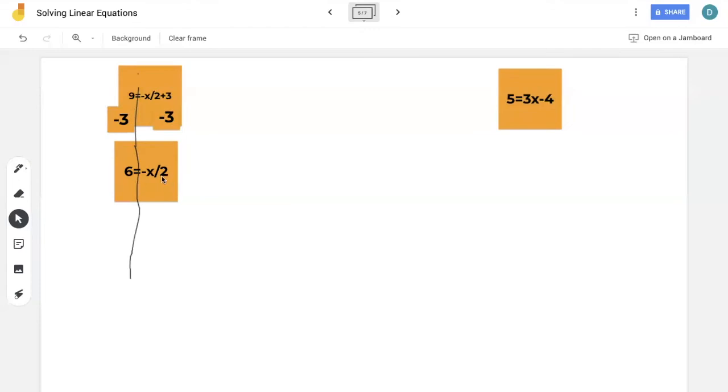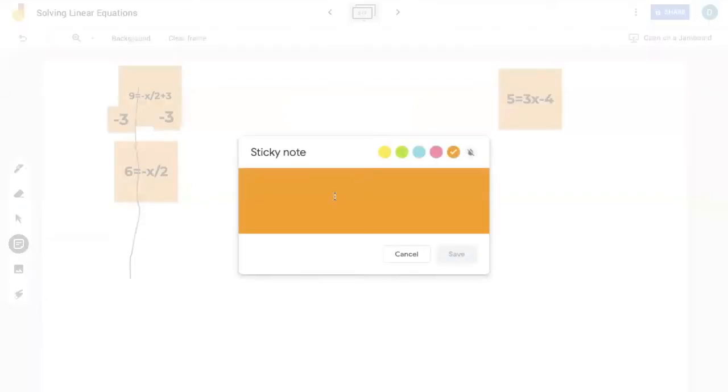Now what we can do is multiply by negative 2, because we're dividing technically by negative 2 right now. So we're going to multiply, I'll put times negative 2 and times negative 2 on each side.